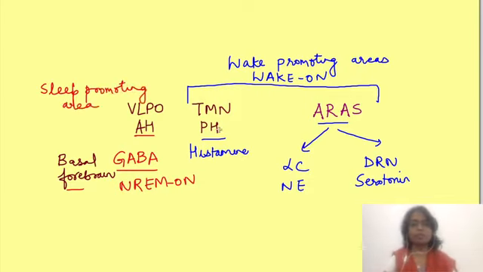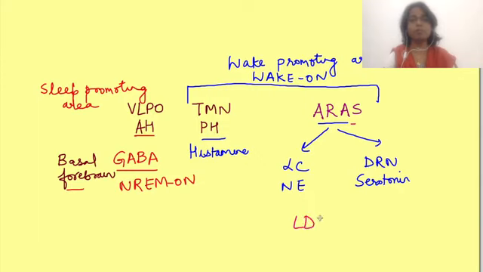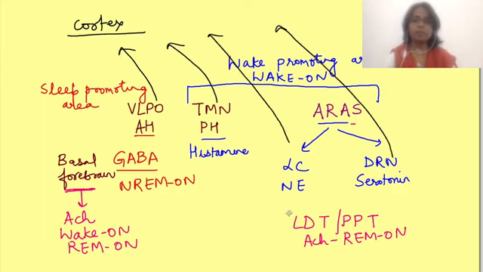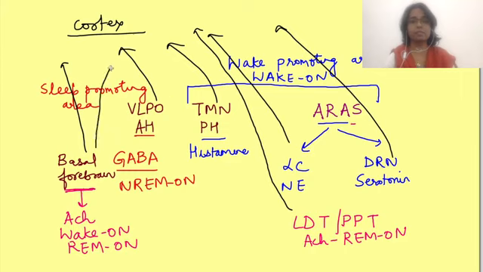Now with this logic, there should be some neurons which are active during REM sleep also. Yes, there are neurons in this reticular activating system in the lateral dorsal tegmental nucleus, that is LDT, and pedunculopontine tegmental nucleus, that is PPT nucleus, which release acetylcholine and are REM-on neurons. Also, this basal forebrain has some acetylcholine secreting neurons which are active in wake as well as in REM sleep. So these are wake-on REM-on neurons. Now remember, all these neurons project to cerebral cortex via thalamus and produce characteristic EEG waves of each brain state.